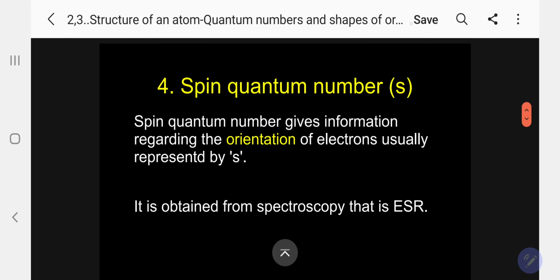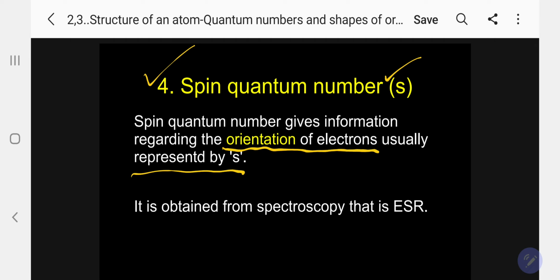Now, let me go for the last quantum number, spin quantum number, represented by S. So far, what I have discussed, principal quantum number, azimuthal quantum number, magnetic quantum number, are derived from the Schrödinger wave equation, I told you. But this spin quantum number is obtained only from spectroscopy. Spin quantum number gives information about the orientation of the electron, usually represented by S. It is obtained by spectroscopy, that is ESR, electron spin resonance spectroscopy. I already informed you, it is plus or minus half.